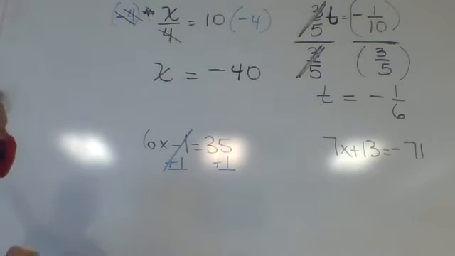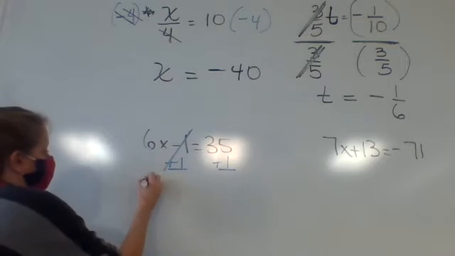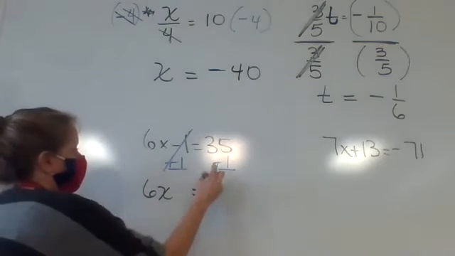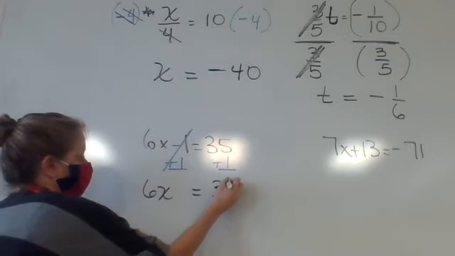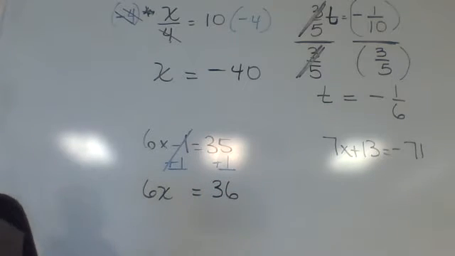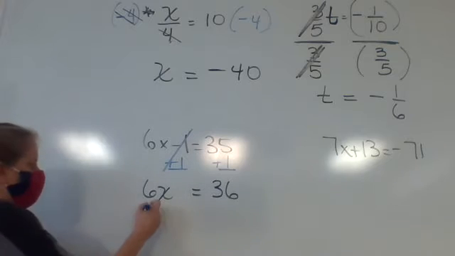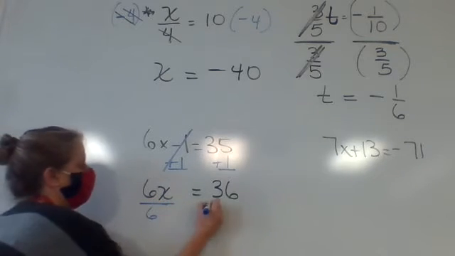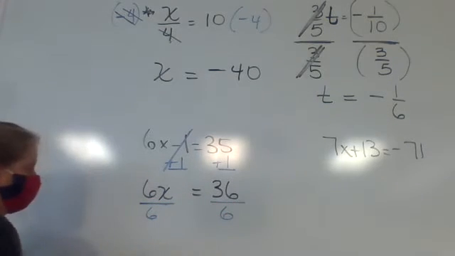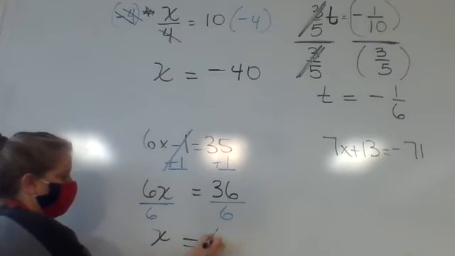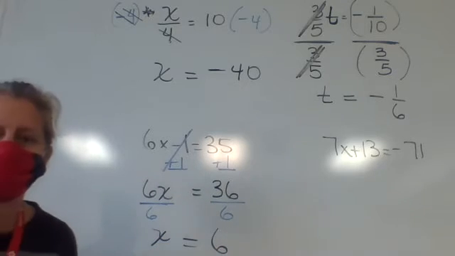So what's left on the left side? 6x. I still got that 6 hanging on. What's on your right? 36. What's the last step? How do you get rid of the hooked on number? Divide it out. So x equals 36 divided by 6, which is 6.